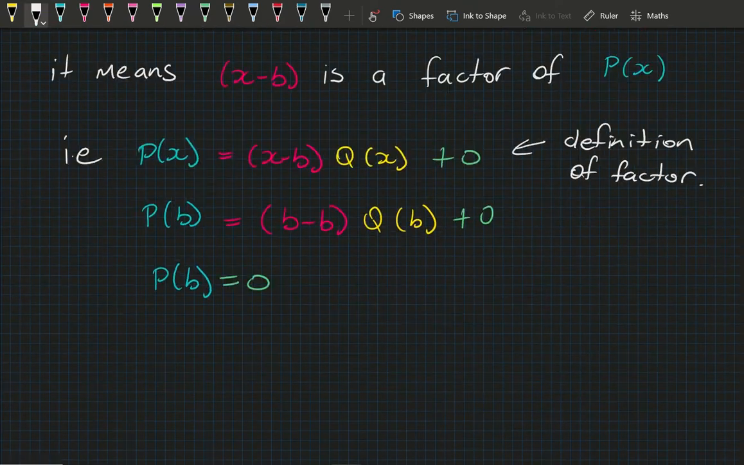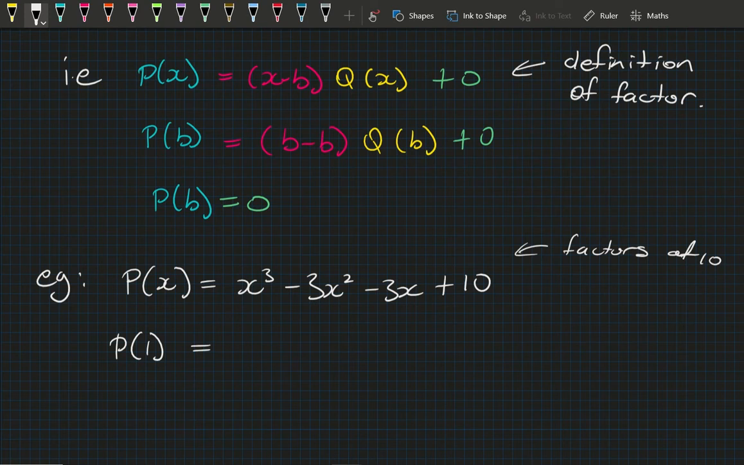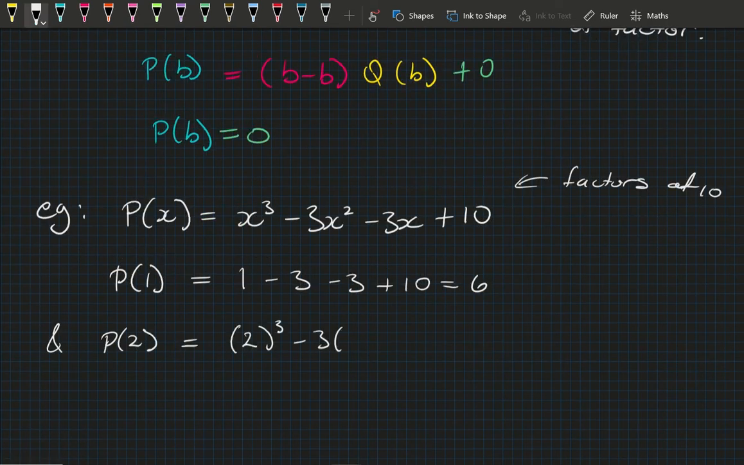And this example here has a polynomial of x cubed minus 3x squared minus 3x plus 10. And while you're learning in this level 10 class in Melbourne, we won't be too harsh on you, and any of the factors will be whole numbers, and so therefore you're looking for factors of 10. So off the bat I can think of 1, 2 and 5 and 10 and their negative values. But let's try p of 1. We get 1 minus 3 minus 3 plus 10 is 6. So that's no good. Let's try p of 2.